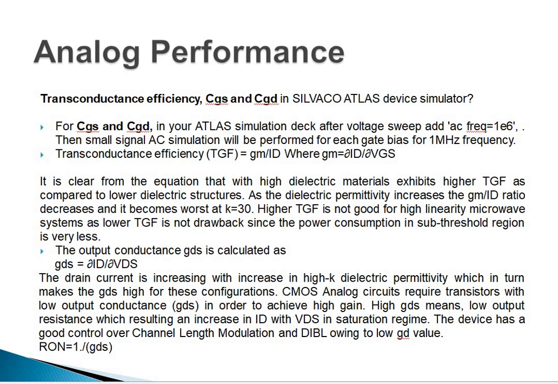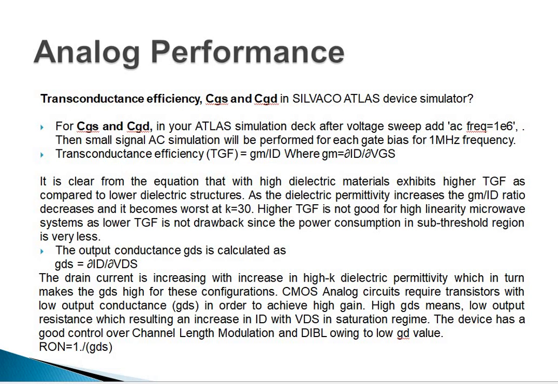Transconductance efficiency, CGS and CGD in Silvaco ATLAS device simulator. For finding the CGS and CGD in your ATLAS simulation deck after the voltage sweep, add AC frequency equal to 1 MHz. If you want to obtain these results, which are based upon conductance and capacitance, you have to add AC frequency in your code. Then a small signal AC simulation will be performed for each gate bias at 1 MHz frequency.